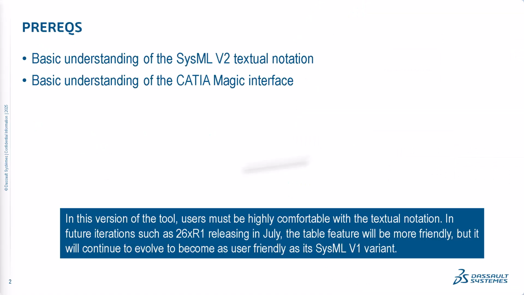Here we go. So there's a couple of prerequisites. We are going to need a basic understanding of the SysML v2 textual notation. Now, why is that? This is just for this initial release. In future releases, this will be a little bit easier. We're going to add some user interfaces that will give you the boilerplate textual notation and things like that. But for now, you will need to understand the textual notation and type this stuff out manually. Additionally, you'll need a basic understanding of the CATIA Magic interface. This will make it a little bit easier.